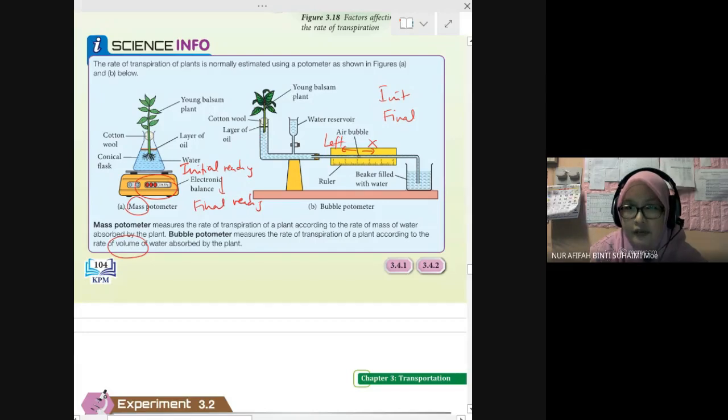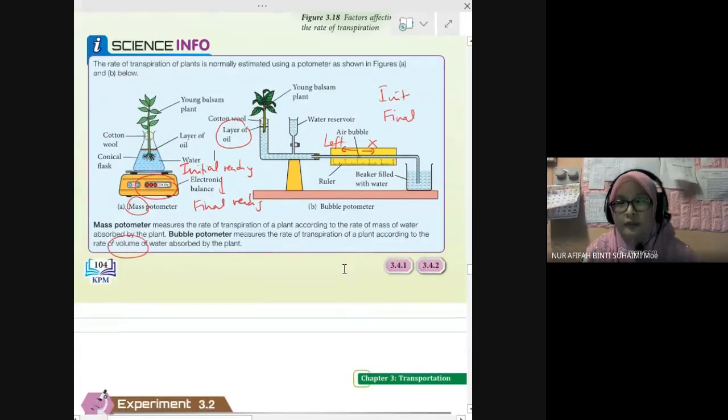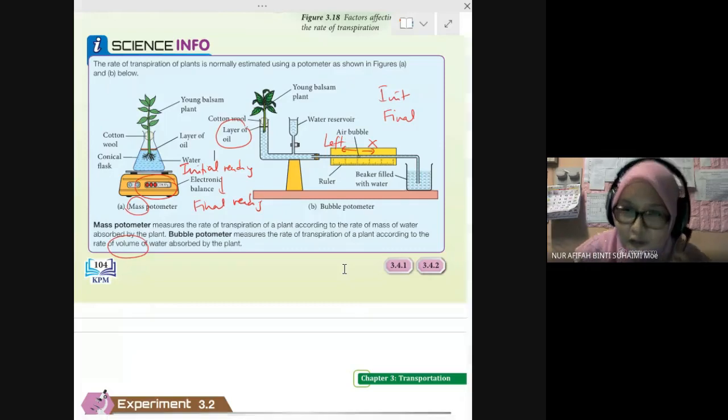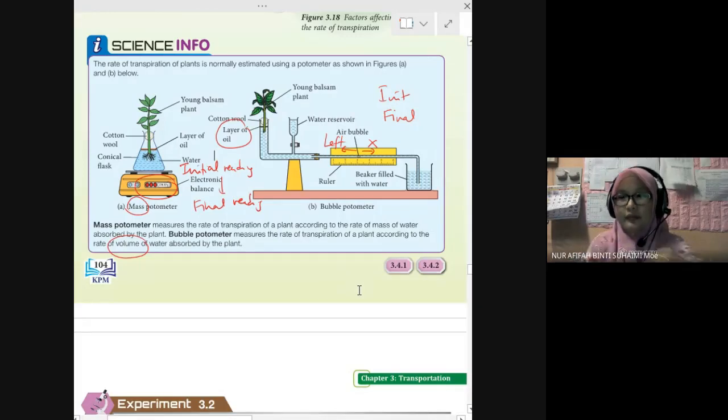And then we have a layer of oil. Why do we use oil here? Why put a layer of oil at the surface of water? Why put oil on the surface? Is it to prevent mosquitoes from breeding? Why? Who knows?